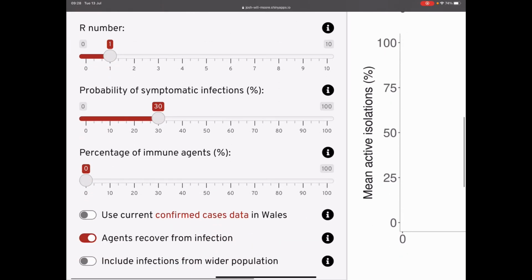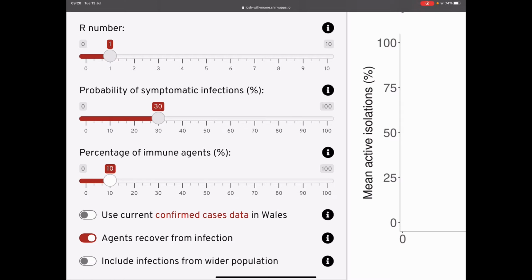Percentage of immune agents, we've just added this in. The idea is this will cover anyone who's already had COVID, anyone who's double vaccinated, and it tells you how many of your class will be thought to be immune. So no matter what, they will never be able to get it. So 10% of 30, that would be 3 people.